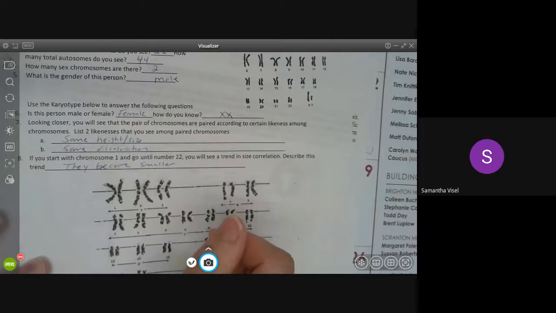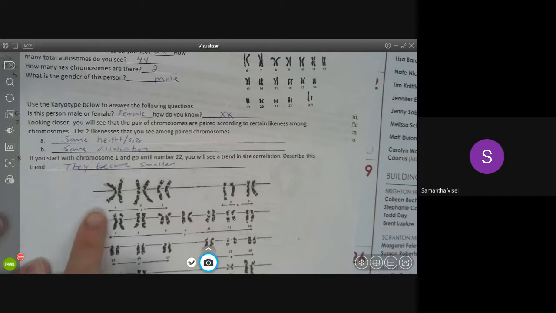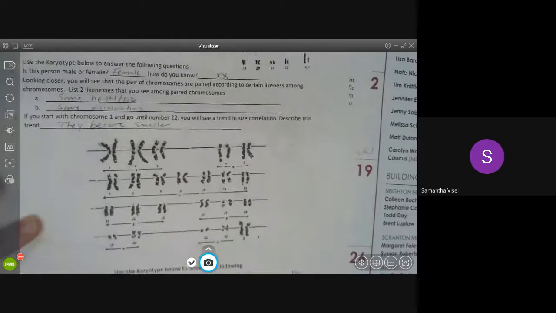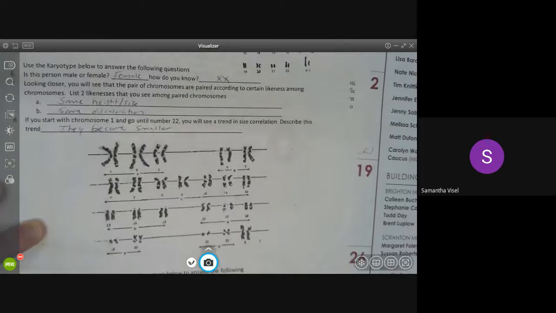Here you had to identify some likenesses, some similarities that you see among paired chromosomes. So the first is that in general, they're about the same height and size. So I don't have this one partnered with this one down here. They're about the same height and size.